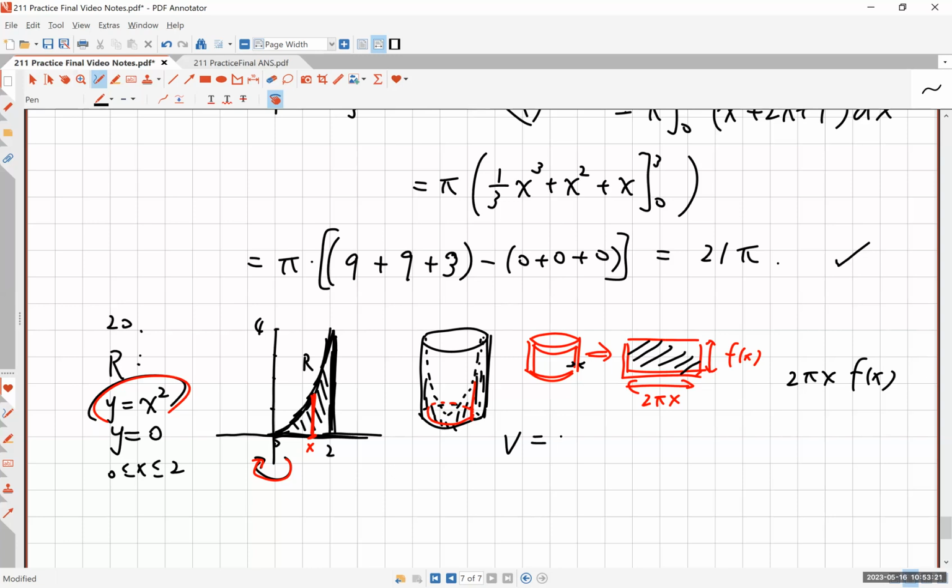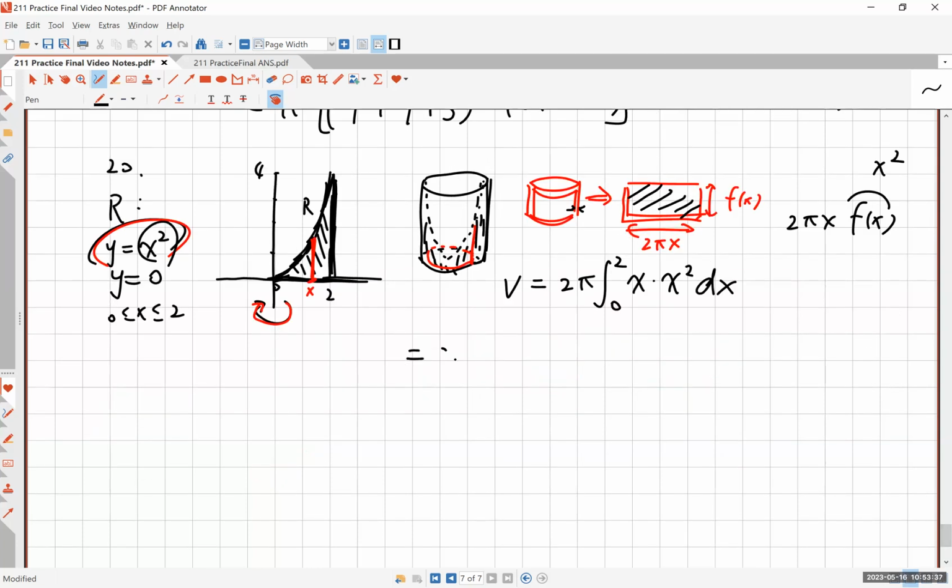So that's your answer. 2 pi can be taken out. x goes from 0 to 2. So you have x times f(x), and f(x) here is x squared. And so this is a pretty simple looking integral after you either plug this information into the formula or figure out exactly what you needed to integrate.